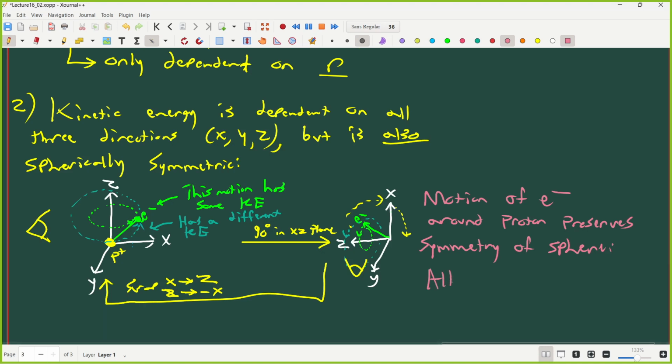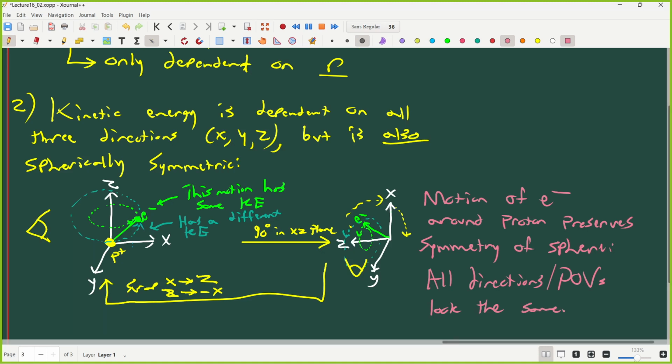All directions or points of view look the same. Right? The sphere looks the same in every direction. Okay? And this is true for the physics as well. The physics are symmetric, like a sphere.